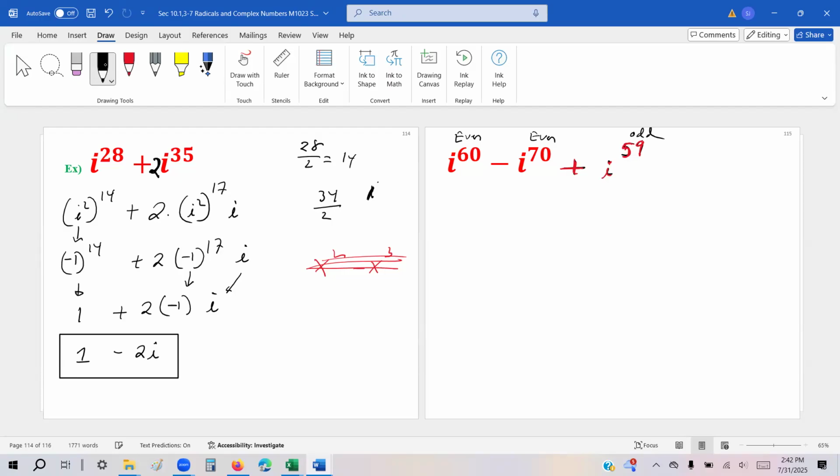Even, so odd means the answer has to have an i. Even means it's 1 or -1.